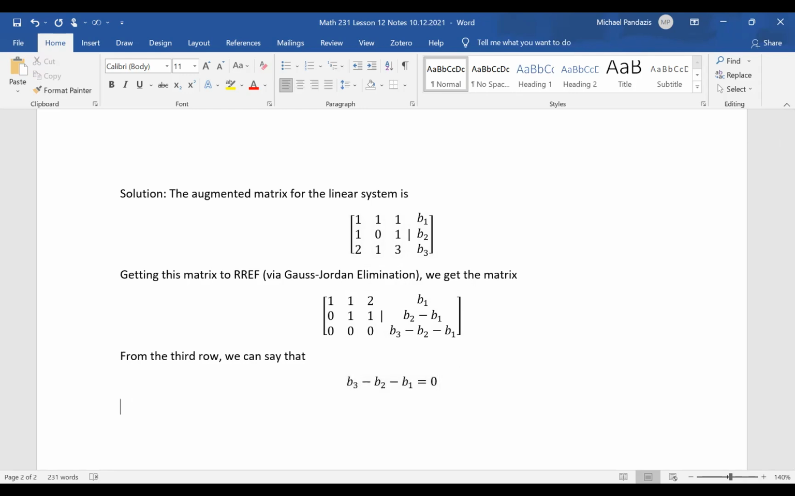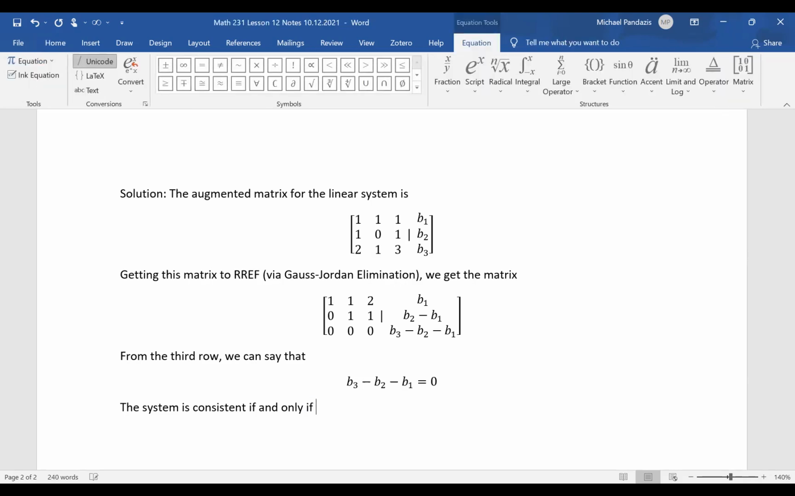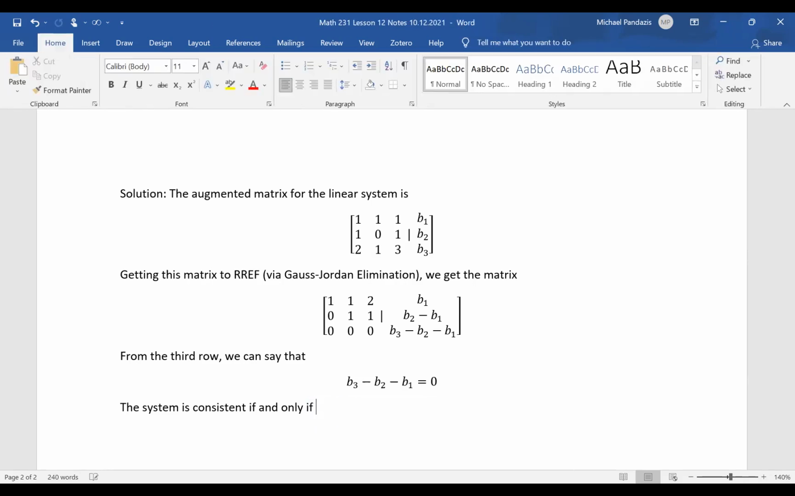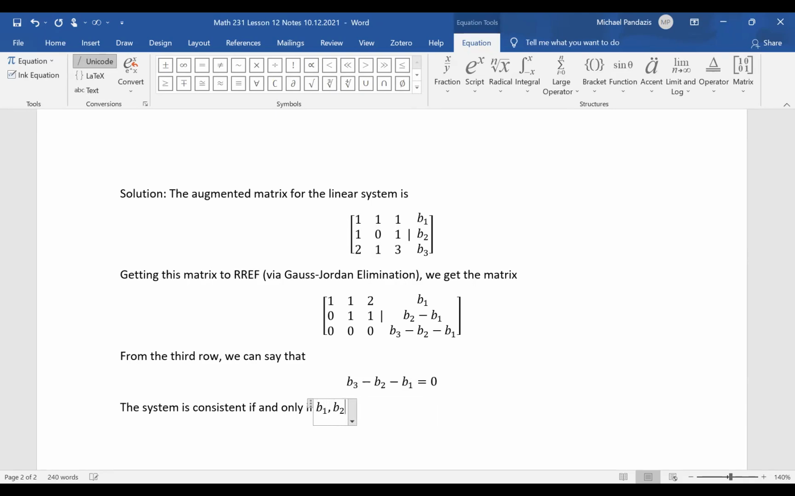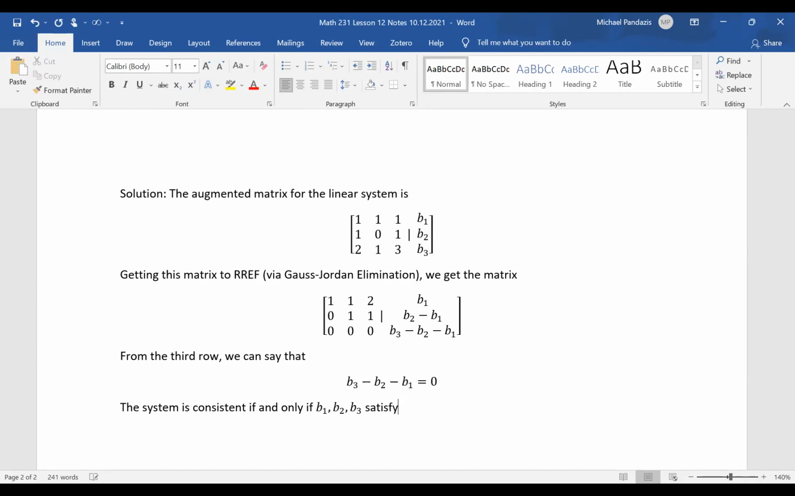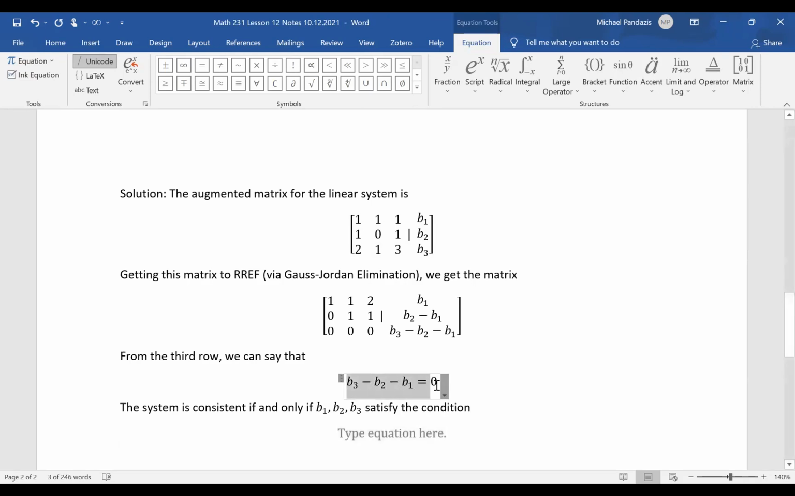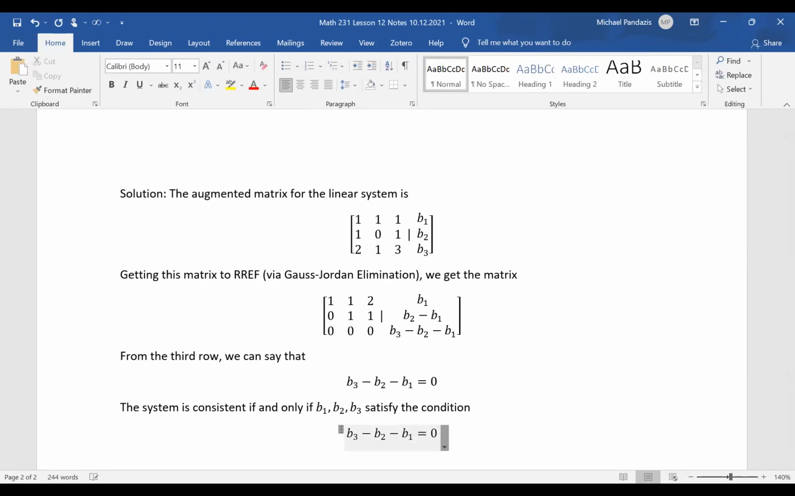So the system is consistent if and only if B1, B2, B3 satisfy the condition that this equation holds, or that B3 is equal to B1 plus B2.